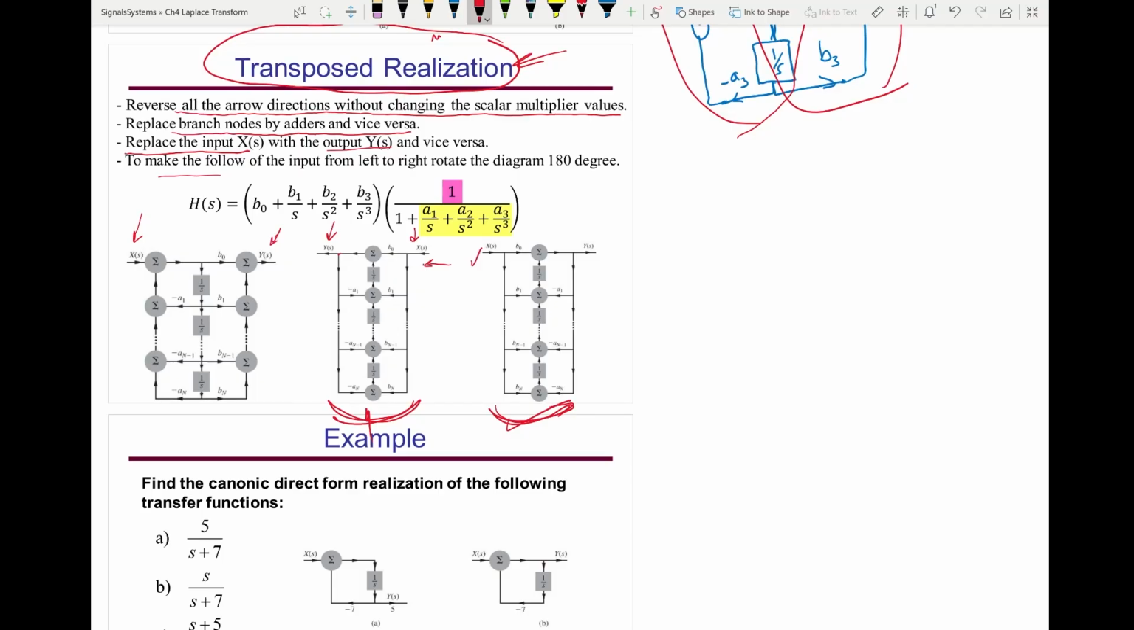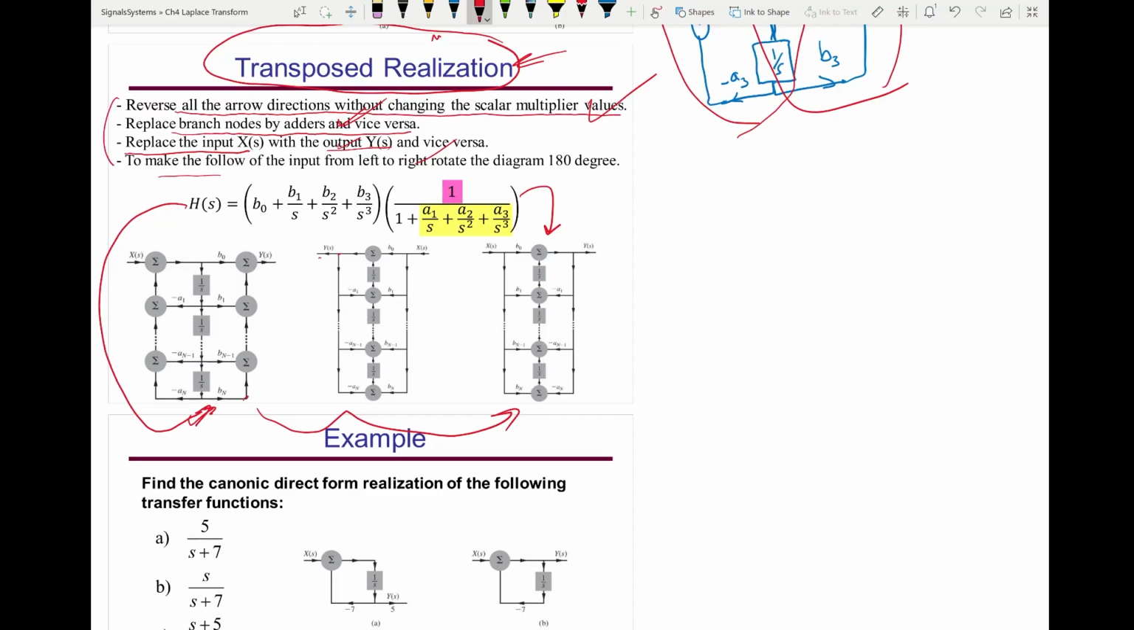Now x of s will be here, y of s will be here, and these branches here, b1, bn minus 1 will be this one, and those ones here will be this one. And this is the transpose of form 2 realization. Now, if I want to find the transpose of form 2 realization, do I need to first find the form 2 realization from this equation, then do the transpose to get to here? No, actually I can go directly from this equation to here without finding form 2 realization and then the transpose.